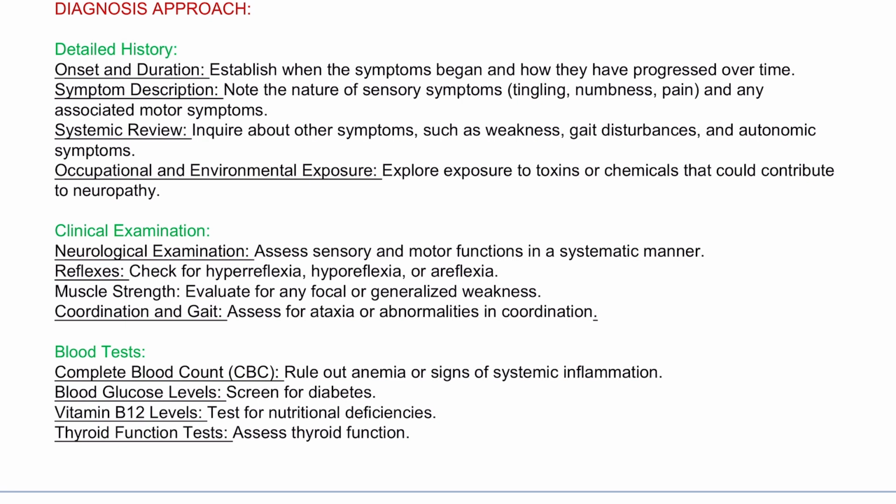We want to know about the nature of the sensory symptoms, like tingling, numbness, pain, and any associated motor symptoms. We will also do a systemic review, inquiring about other symptoms like weakness, gait disturbance, and autonomic symptoms, and occupational and environmental exposure: explore exposure to toxins or chemicals that could contribute to neuropathy.